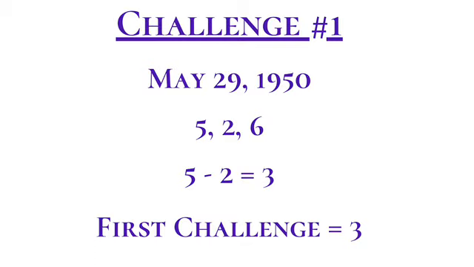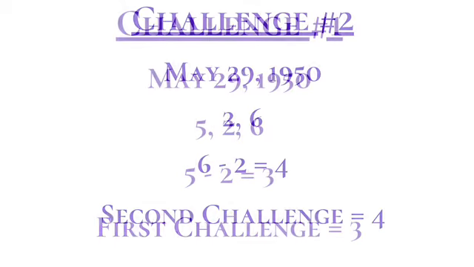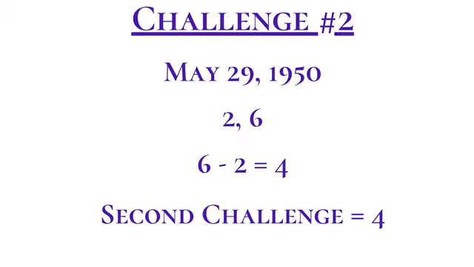Take the digits for the month and day, 5 and 2, and subtract the smaller from the larger to find the difference. In this case, 5 take away 2 is equal to 3. So this person's first challenge number is a 3. For the second challenge number, take the digits for the day and the year, which is a 2 and a 6, and subtract the smaller from the larger. In this example, 6 take away 2 is equal to 4. So this person's second challenge number is a number 4.